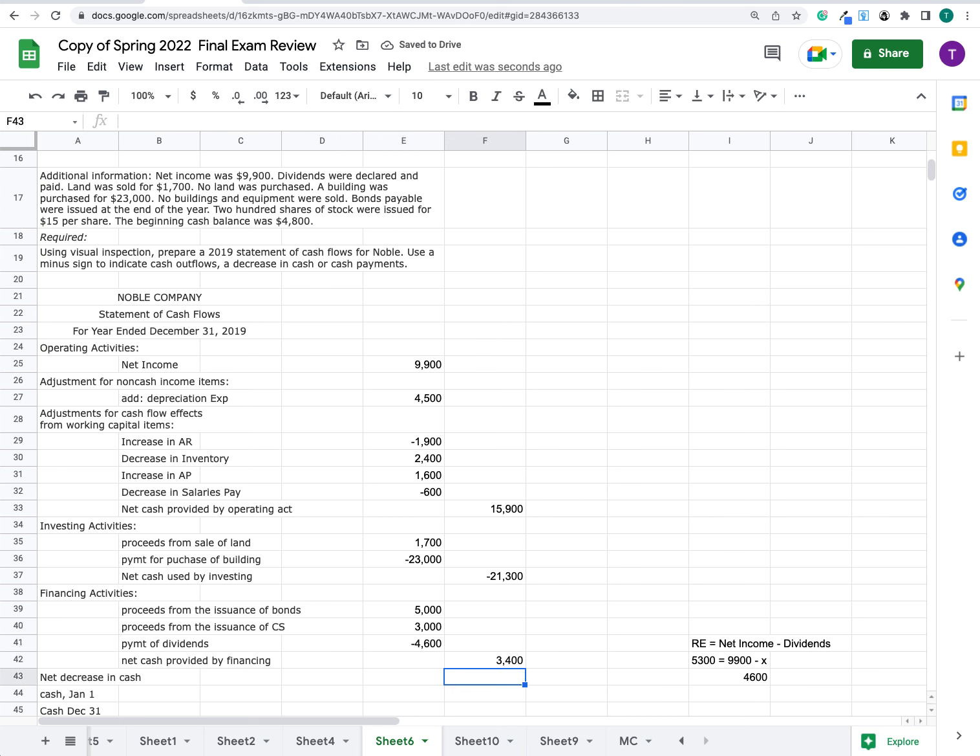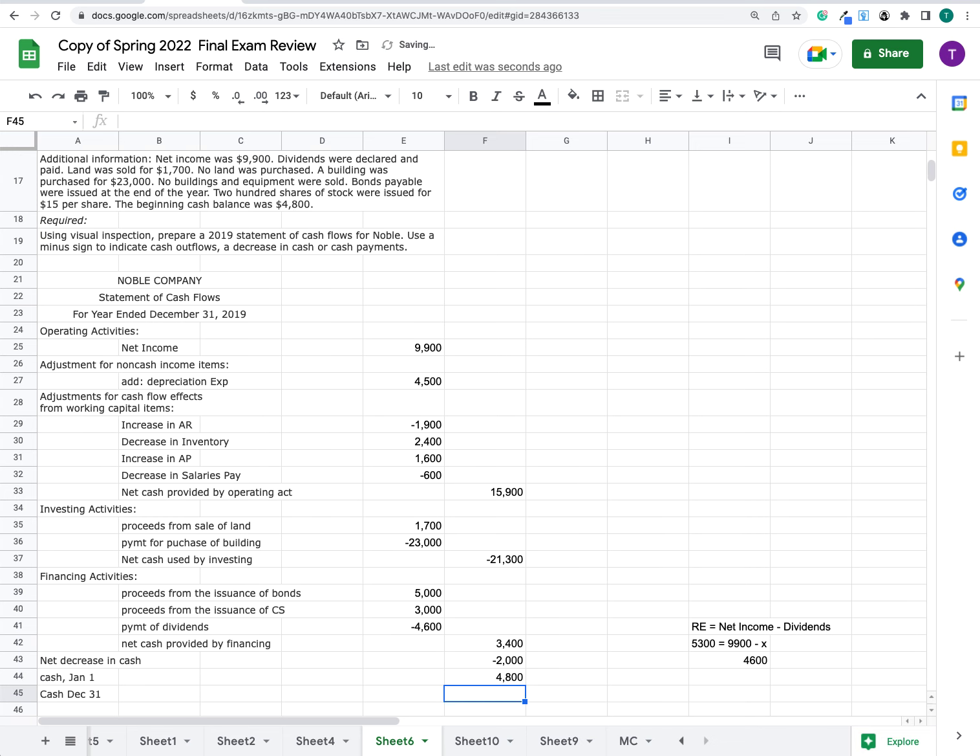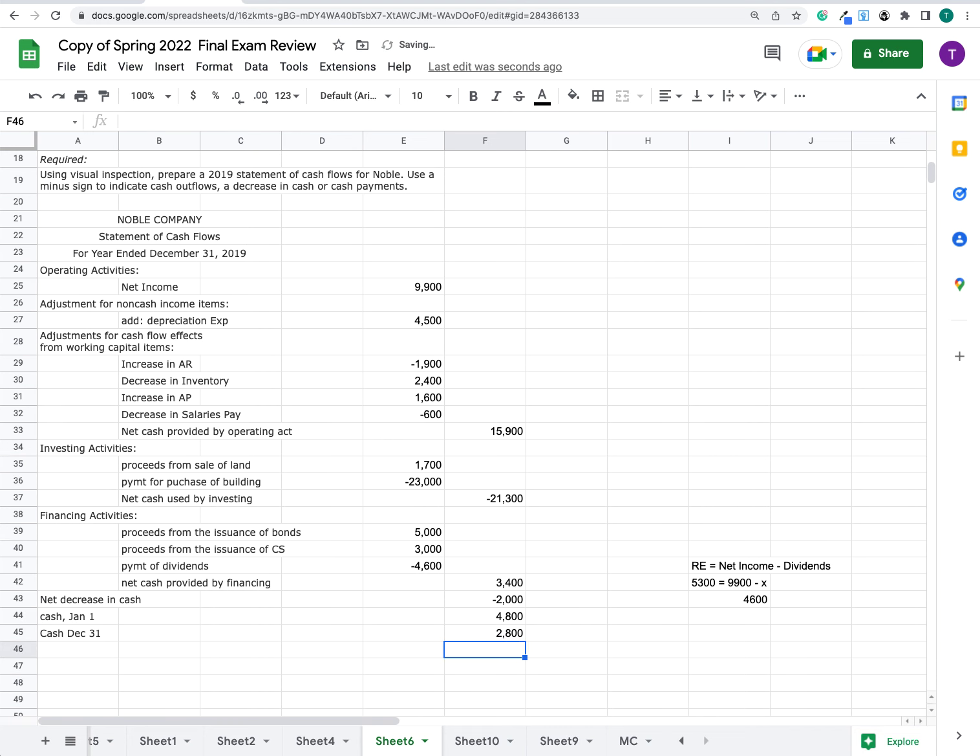And so overall, when we add together the operating activities, investing activities, financing activities, we have a net decrease in cash by $2,000. And they gave us the beginning cash balance of $4,800. So we can put the cash balance from January 1 and then add together the net decrease in cash plus the cash from January 1 to get an ending cash balance of $2,800.